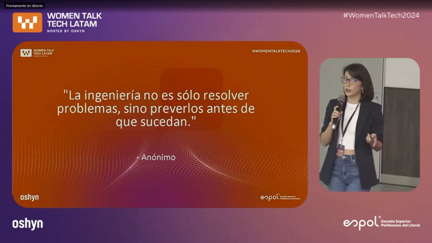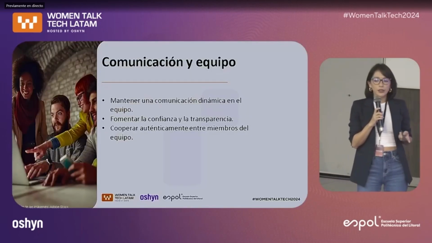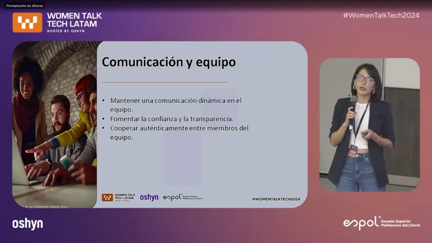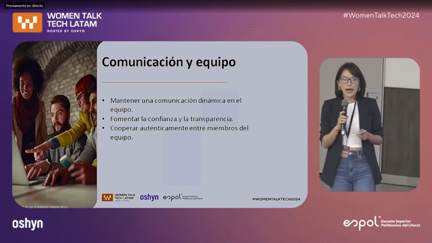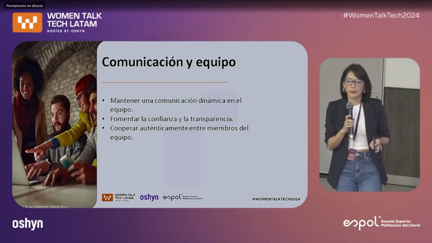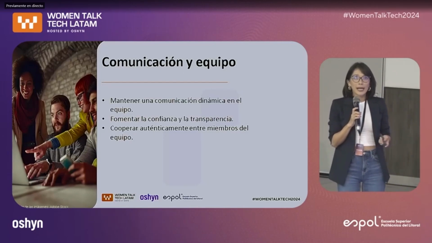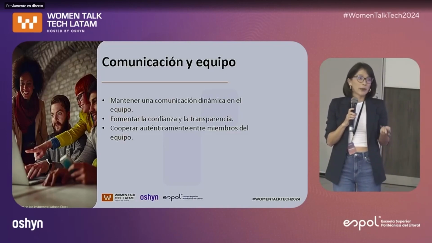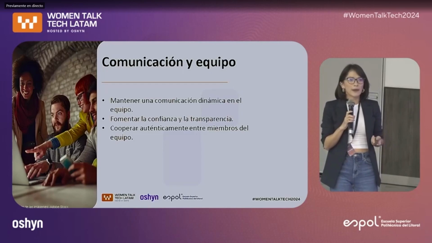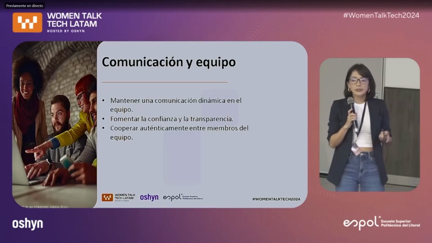And as good engineers, engineering is not just resolving problems, but also preventing them. And one of the important challenges is communication and teamwork, and that will help us prevent many problems. For instance, maintaining a dynamic communication with the team will help us tell if you're stagnating, or when you are stuck with some implementation issue, if there is some technical issue that doesn't allow you to move forward.